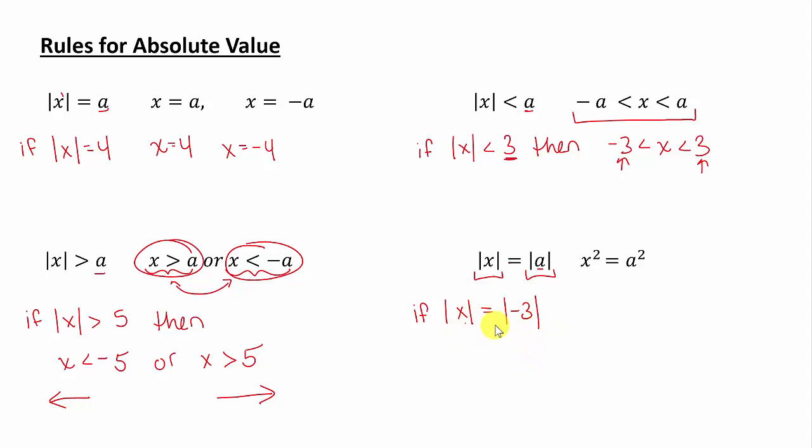Okay, if this is true, what I can do is square both sides. So I'm going to drop the absolute value and square, and I get x squared is equal to negative 3 squared, which is 9. When we solve that, we square root both sides, and we get x is equal to plus or minus 3. It makes sense in this statement: if I plug in a positive 3, the absolute value of positive 3 is 3, and the absolute value of negative 3 is 3. So no matter what I plug in, that's going to be a true statement.